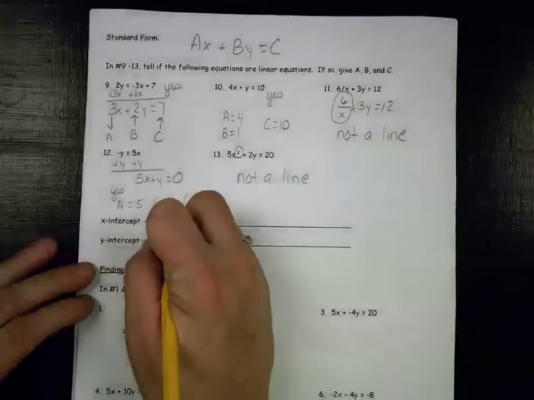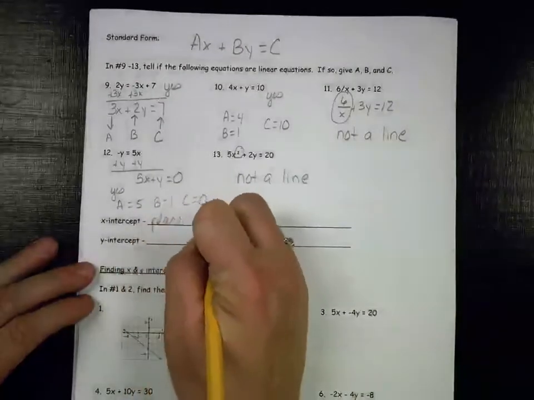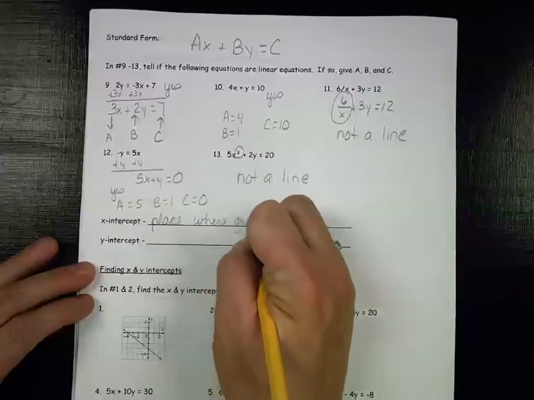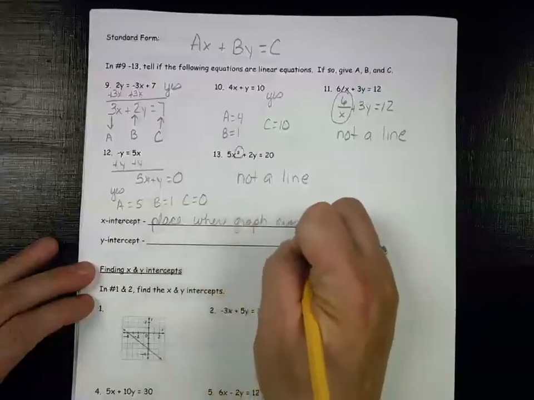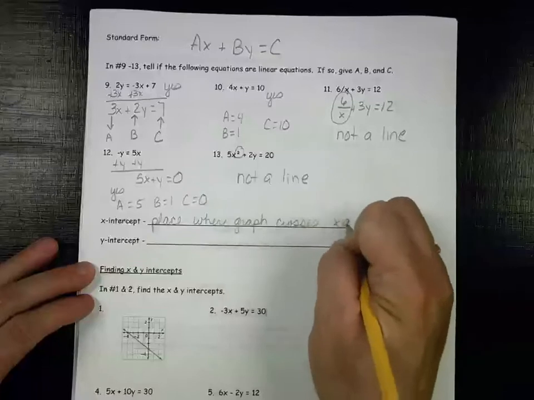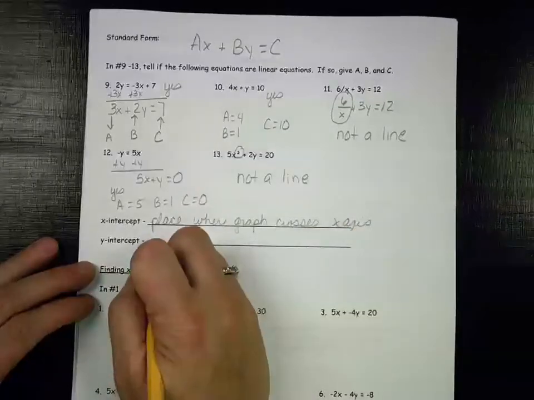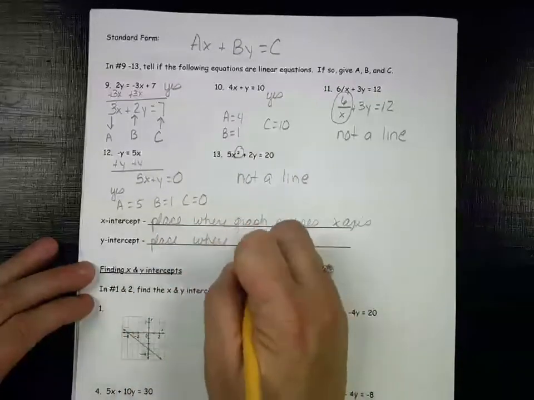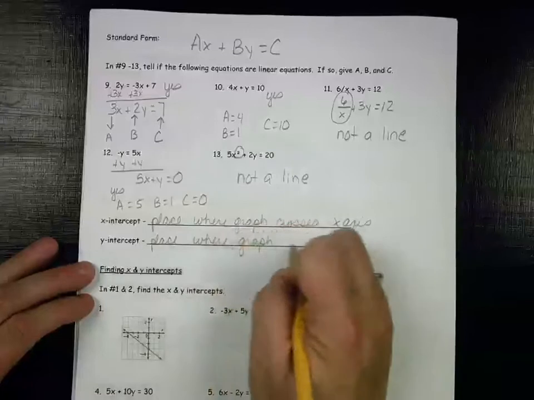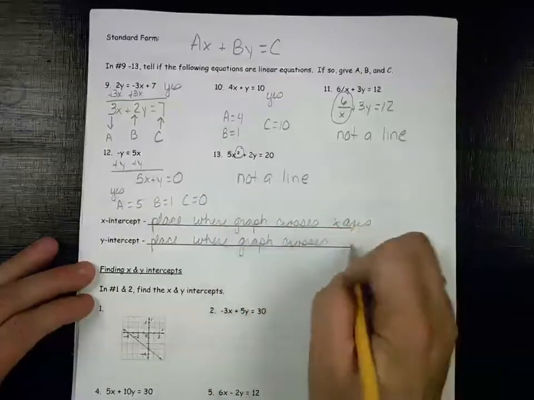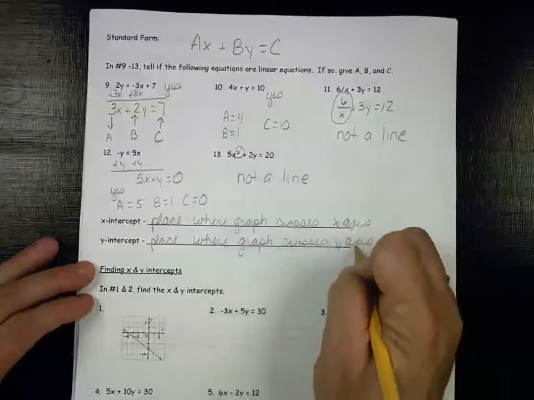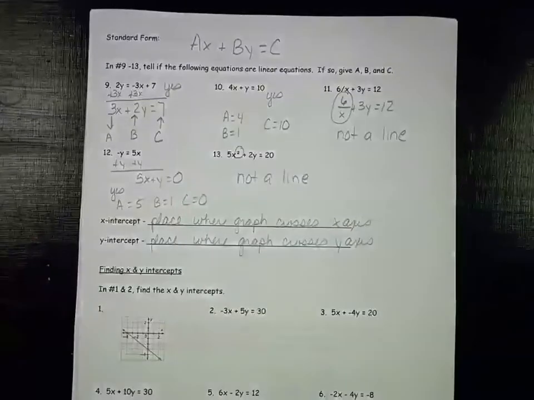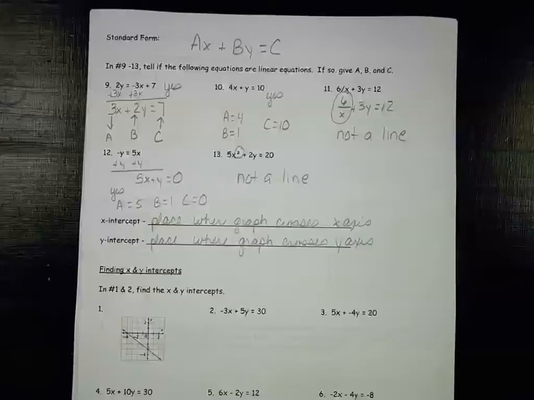X-intercept is the place where the graph crosses the x-axis, and the y-intercept is the place where the graph crosses the y-axis. So wherever your graph crosses, the x-axis is the x-intercept, the y-axis is the y-intercept.